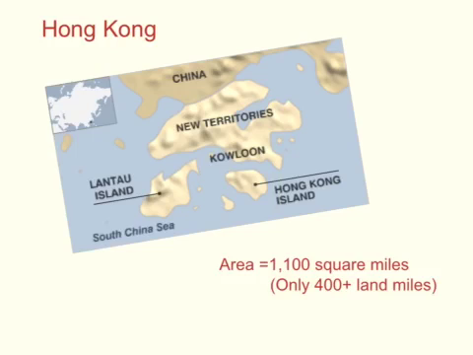Hong Kong is made up of a peninsula, and that peninsula is attached to mainland China, and it also has over 200 islands. The two biggest islands are the island of Hong Kong and Lantau Island. Lantau Island is actually Hong Kong's biggest island. As you can see on the map, the peninsula part of Hong Kong is actually divided into two sections, and those two sections are the New Territories in the north and the Kowloon Peninsula in the south.